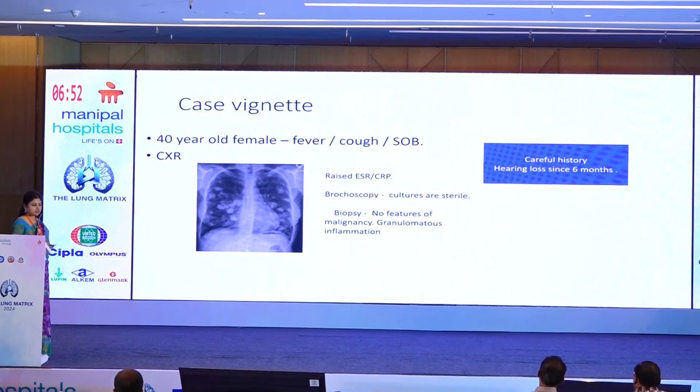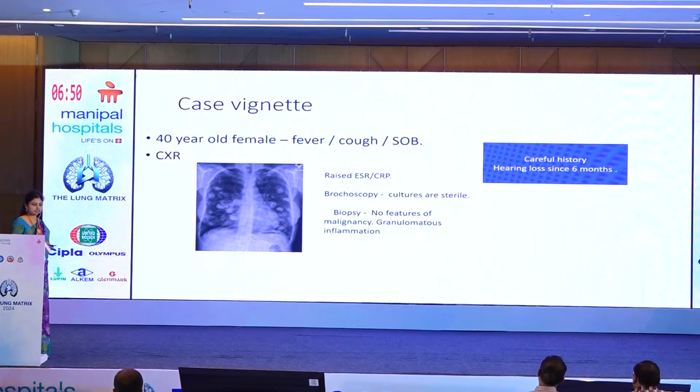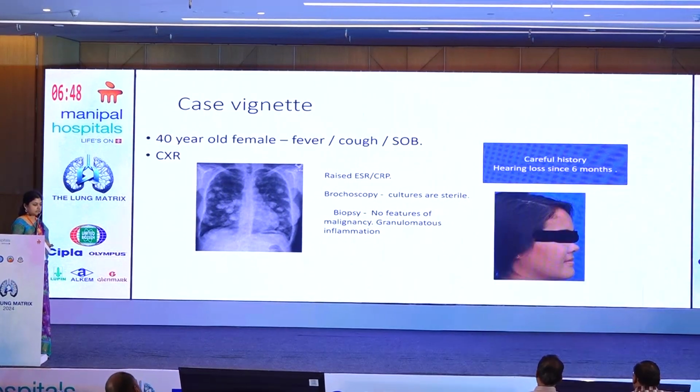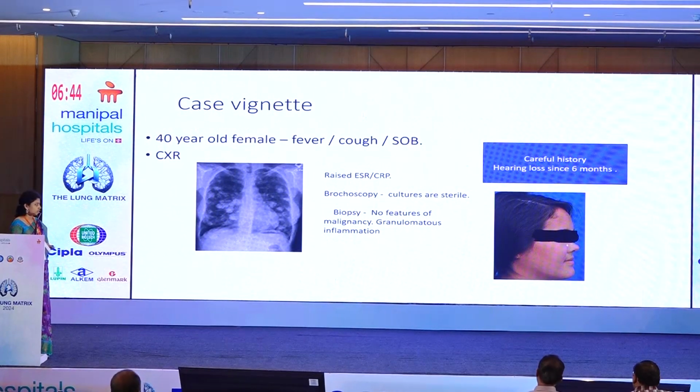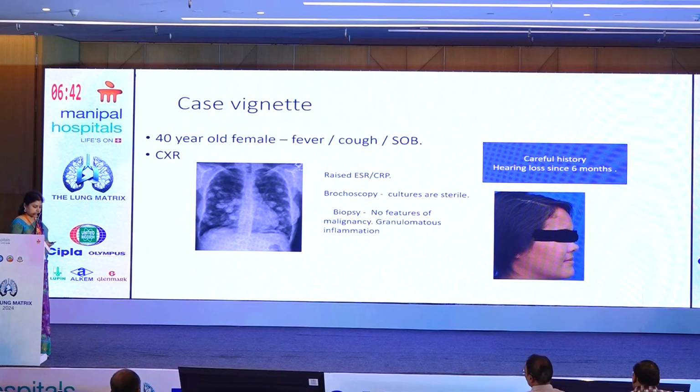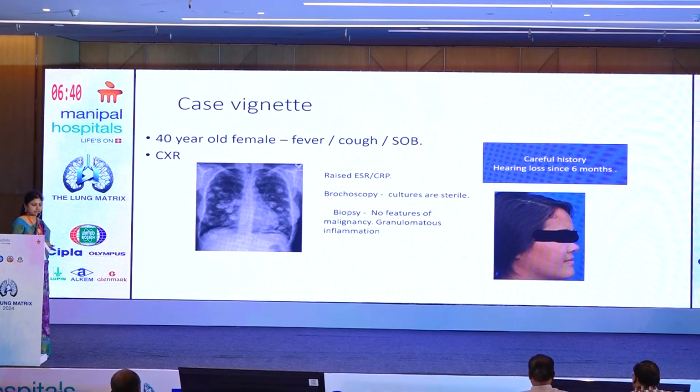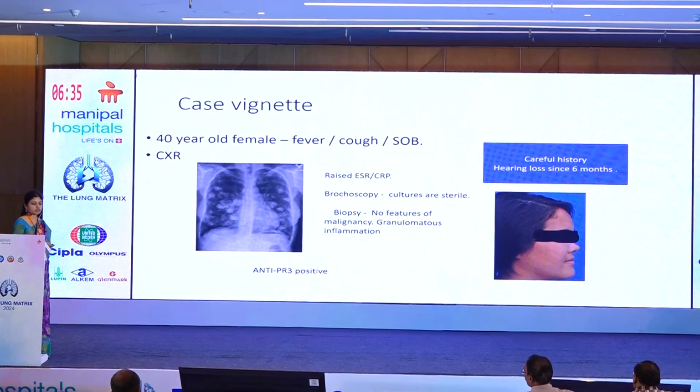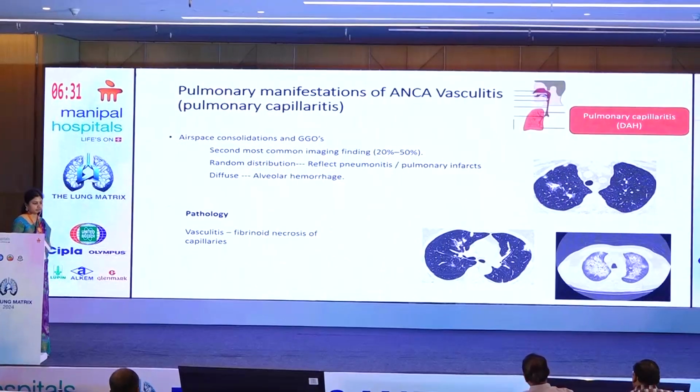But we take a careful history. She had hearing loss for the past 6 months. And when we clinically examined, she had a saddle nose deformity, which has been there for the past 1 to 2 years, which she was following up at ENT. So her anti-PR3 antibodies were done, which were positive, and thus she was diagnosed as having GPA.